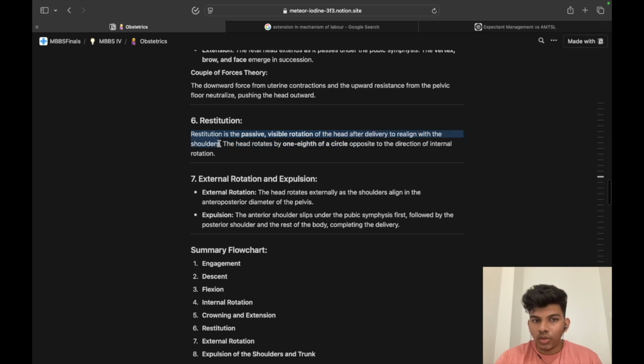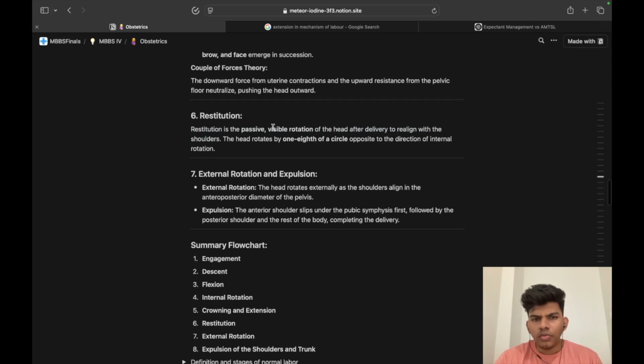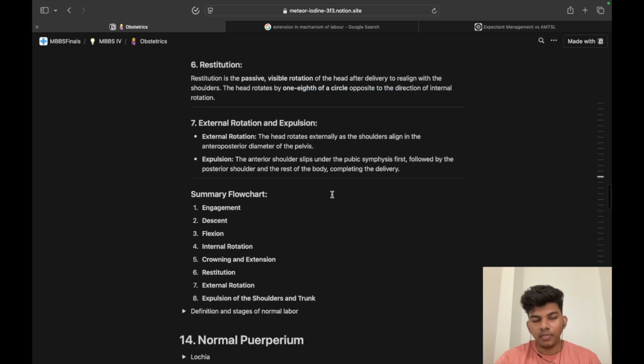Restitution, this is the final one, is the passive visible rotation of the head after the delivery to realign with the shoulders. So what was it? Visible rotation of the head. The head was turned internally, now it is back to its original position, to realign with the shoulders. Remember, the internal rotation was only for the head, but now it is coming back to align with the shoulders. The head rotates by 1/8 of a circle opposite to the direction of internal rotation.